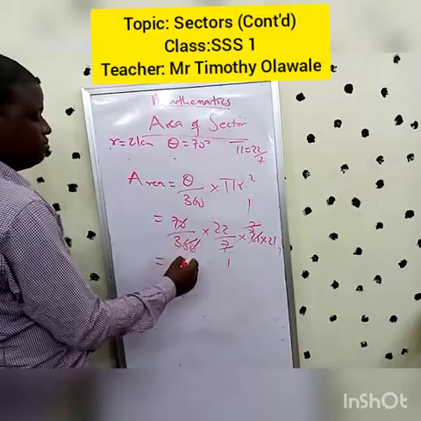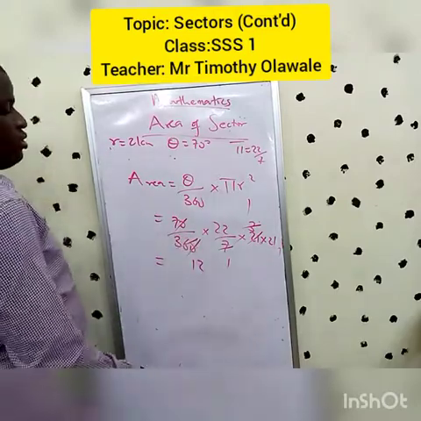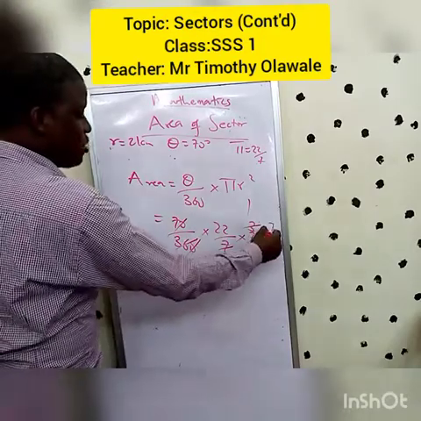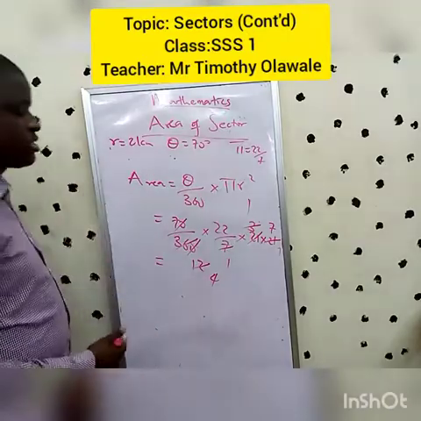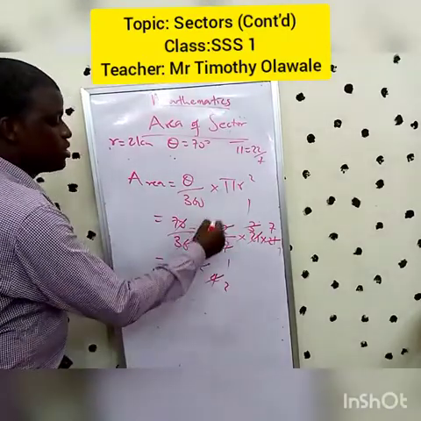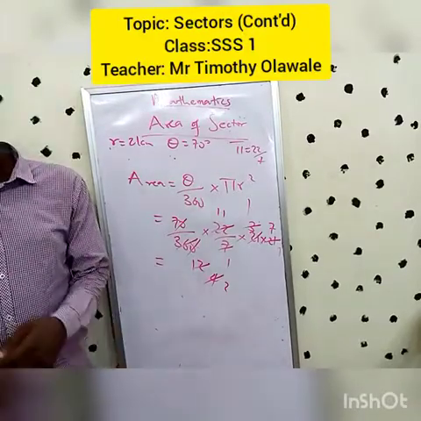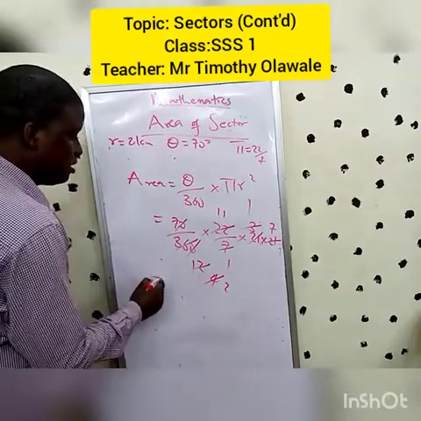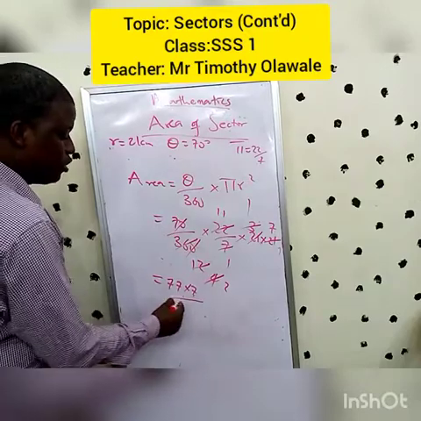We have 12. Am I right? We have 12. Okay, 3 in 12, we have 4. 3 in 21, we have 7. You see that? I'm trying to break it as much as possible. 2 in 4, 2. 2 in 22, 11. Okay, 2 in 22 is 11. So our answer becomes 7 times 11, 77 times 7 over 2.